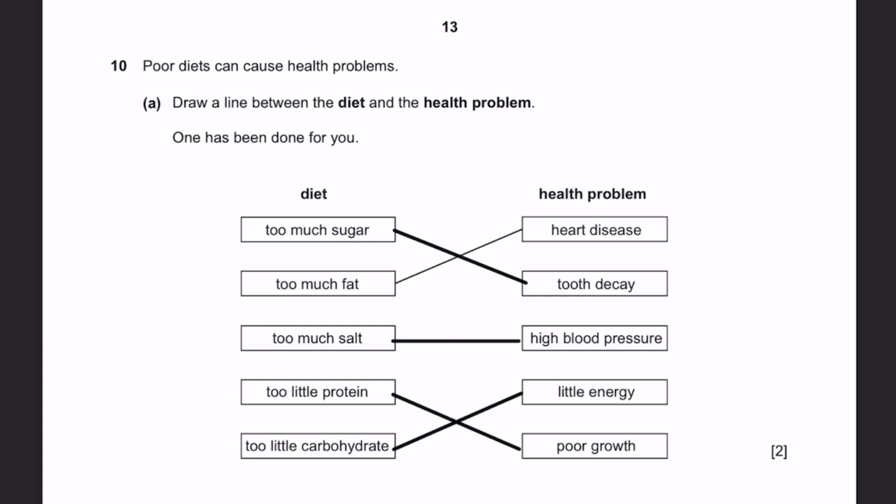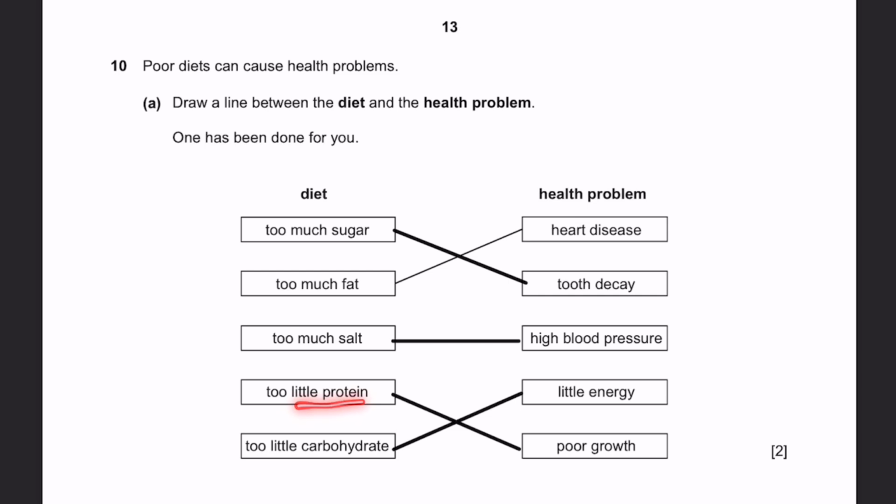Poor diets can cause health problems. A. Draw a line between the diet and health problem. One has been done for you. Too much sugar. It'll become tooth decay, for example, cavities, right? Now for the second one, too much fat. That'll cause heart disease, as given here. Too much salt, high blood pressure, because more salt means more blood pressure.